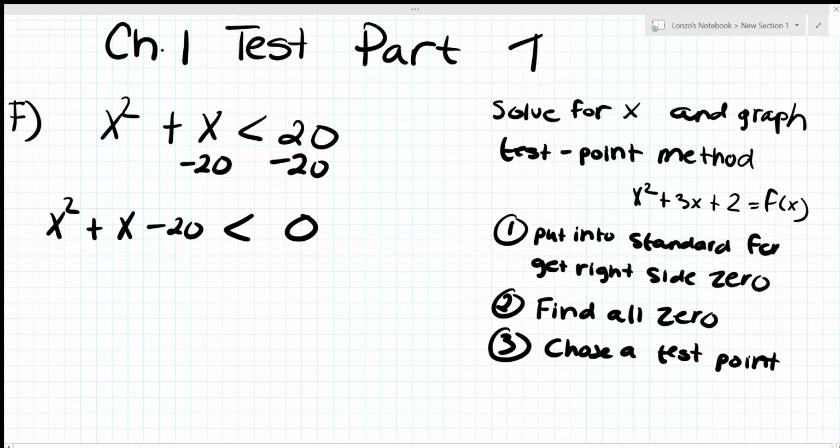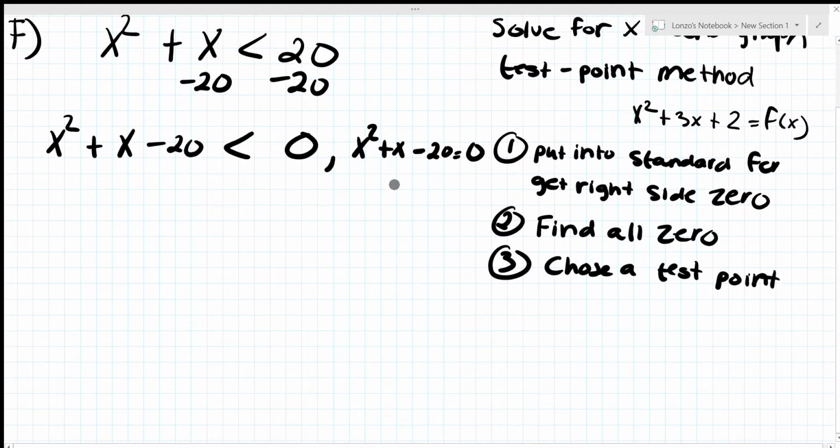So this is the inequality form. Now I'm going to put it in another form, equation form, and you'll see why. In equation form, it's going to be x squared plus x minus 20 equals 0. You'll see why, because when we actually have to test a test point, this is the equation we're going to use.